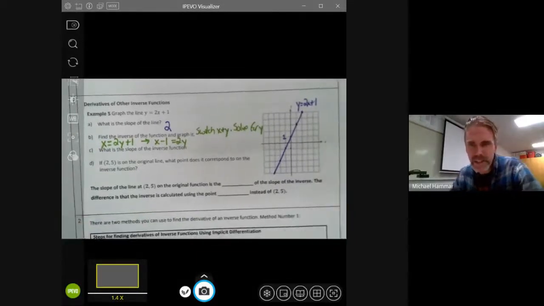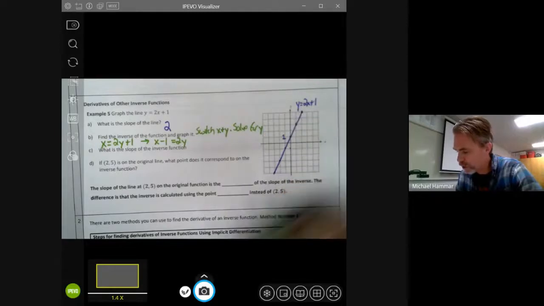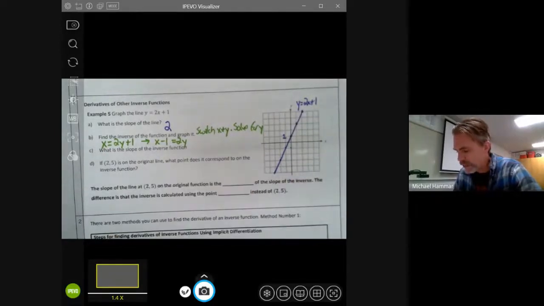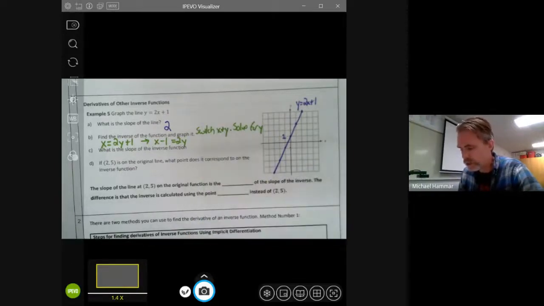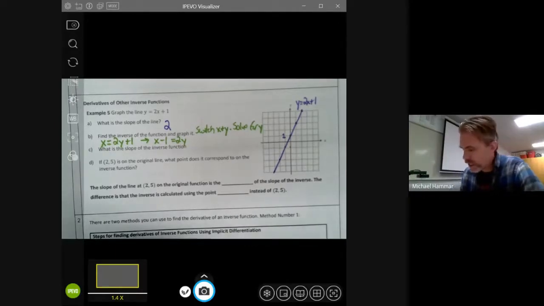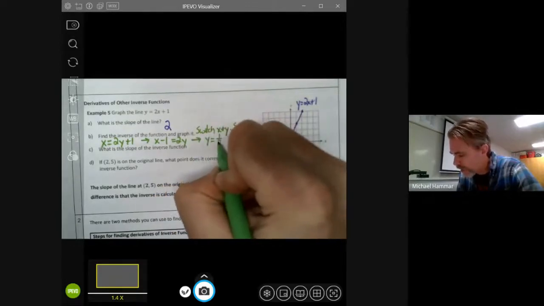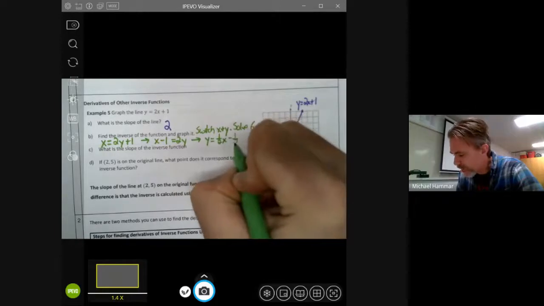So take a look at what I've done thus far. Again, we graphed the line, went to 1, and then up 2 over 1, up 2 over 1, and we graphed our line. Again, the slope is 2. Then find the inverse of the function and graph it. So you switch the x and the y and solve for y. So we have x equals 2y plus 1. Subtract 1 to the other side, and then divide everything by 2. So you get y equals 1/2 x minus 1/2.